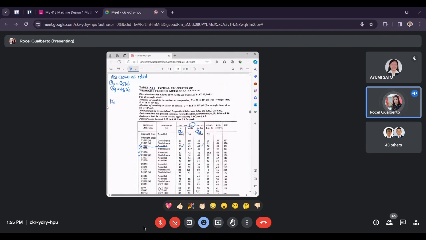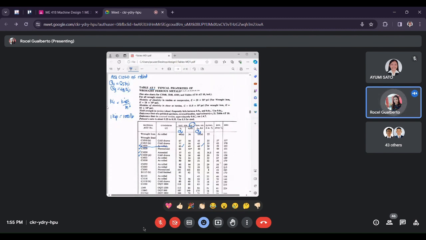KSI means kips per square inch. One kip means a kilopound, and kilo is 1,000 pounds. So, if you have 65 KSI, what is its equivalent in PSI? That is 65,000 PSI. So, we will look at the units indicated here, and those are the corresponding units of these values.